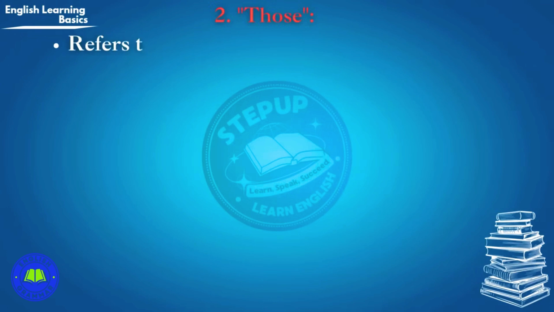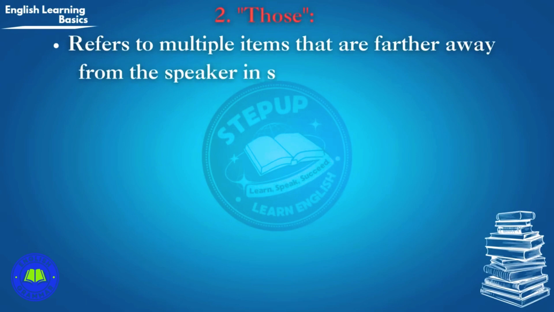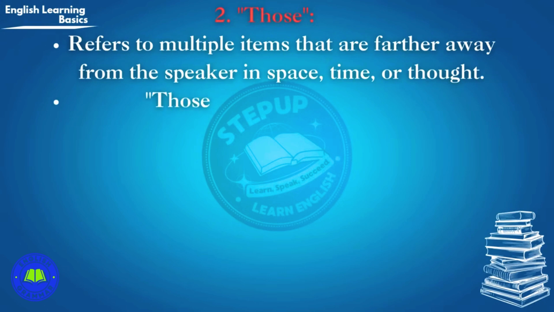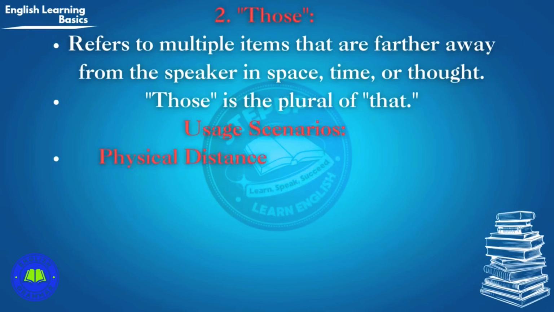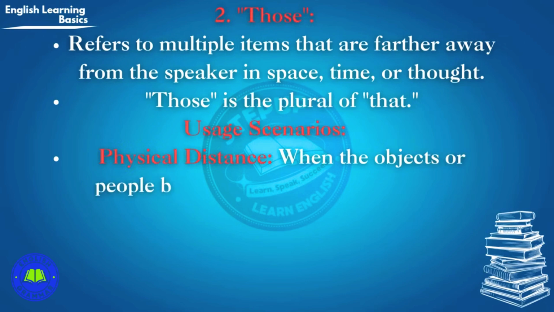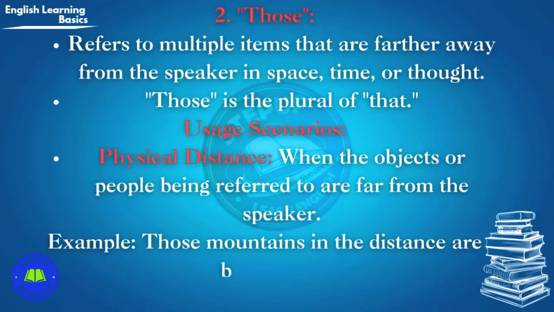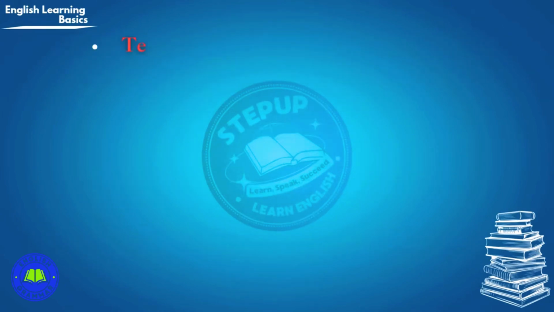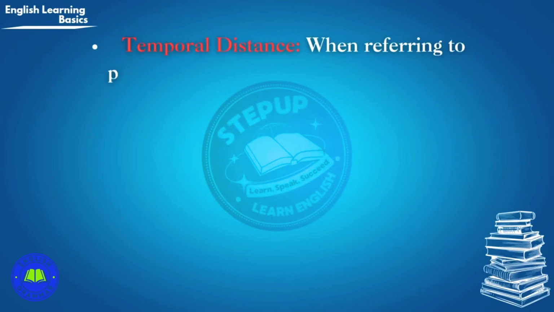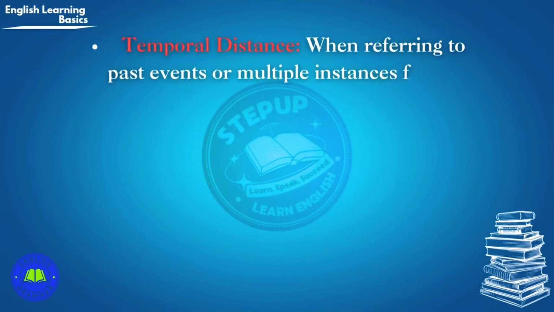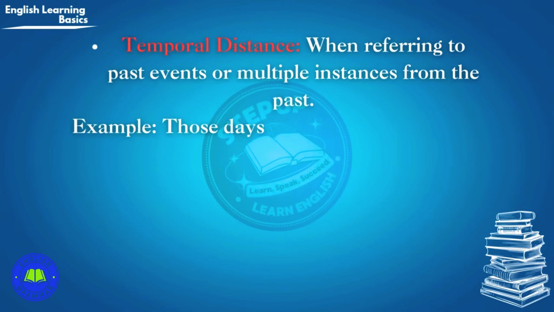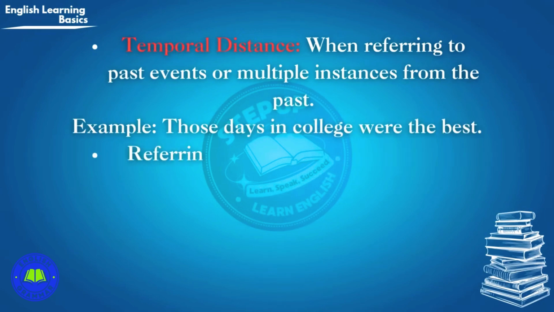2. Those refers to multiple items that are farther away from the speaker in space, time, or thought. Those is the plural of that. Usage scenarios. Physical distance: when the objects or people being referred to are far from the speaker. Example: Those mountains in the distance are beautiful. Temporal distance: when referring to past events or multiple instances from the past. Example: Those days in college were the best.